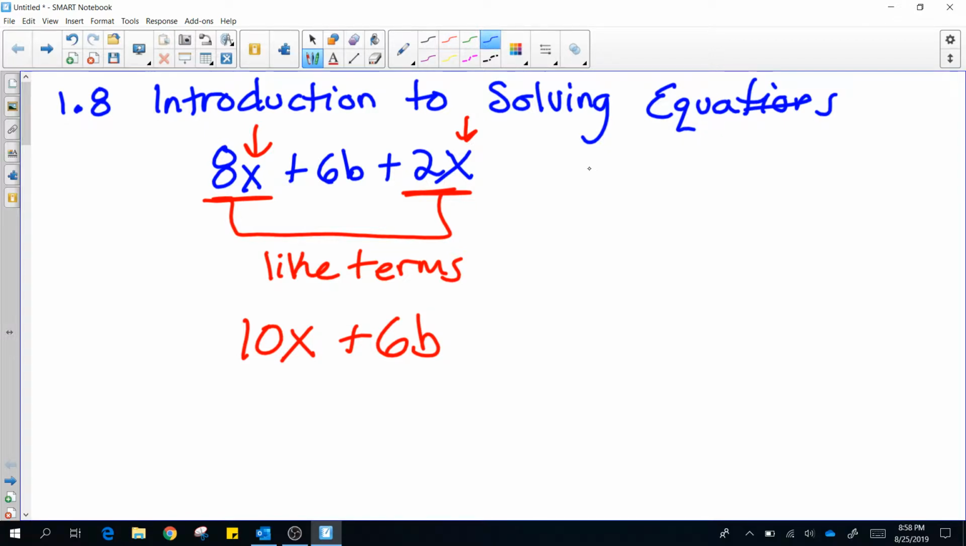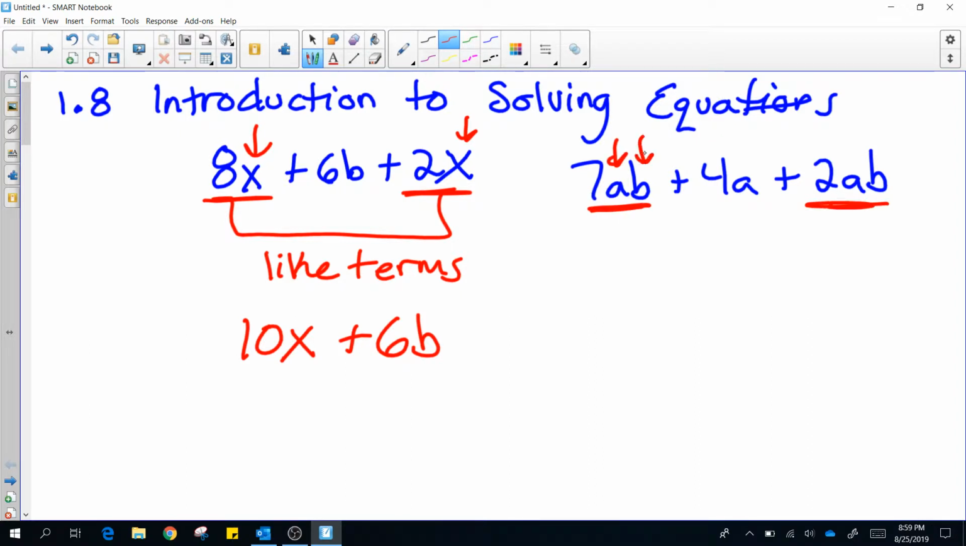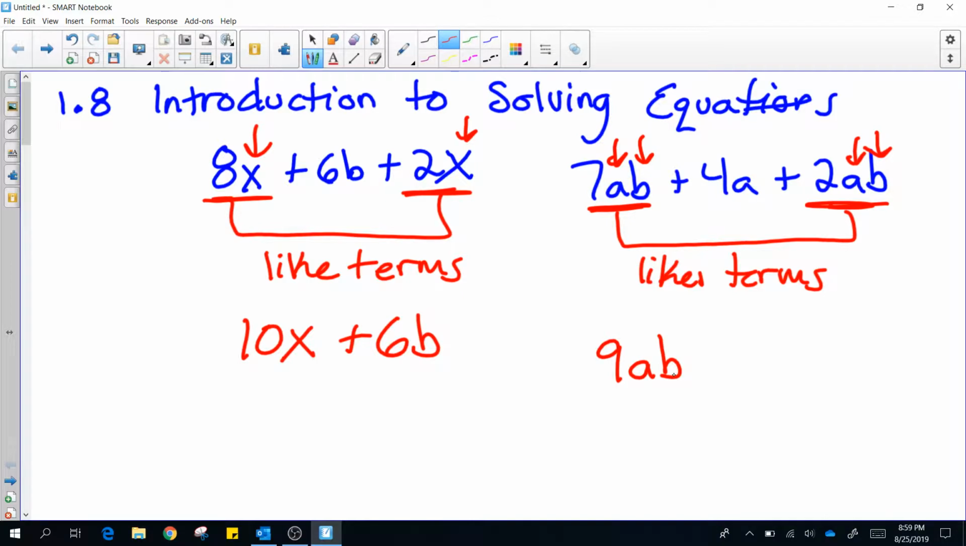Even if I had something like this, okay, so I would consider these like terms because they have the same variables. They have to be identical. The number in front doesn't matter, but the variables must be the same. So I would consider those like terms, and I would be able to combine them. So I would have 7 plus 2 is 9 ABs. And then because the 4 only has an A attached to it, I cannot join it with the others. Okay, they would not be like terms.